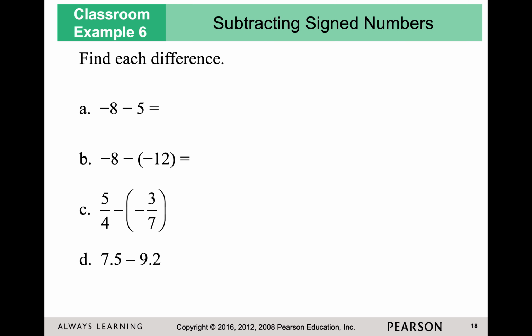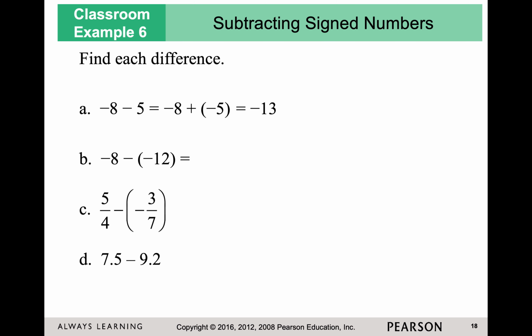Negative 8 minus 5. So here is Miss Robinson's hint. I would see minus 5 as negative 5. They have the same sign. So my answer is going to be negative, and I'm going to do 8 plus 5. So seeing subtraction as a negative is very helpful.